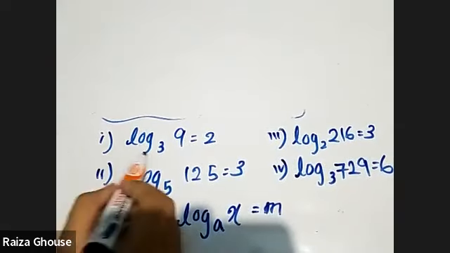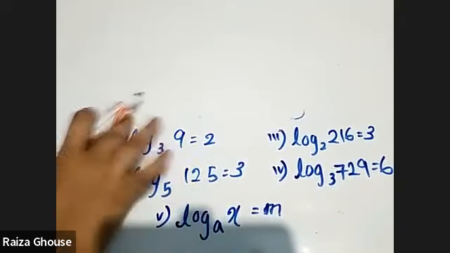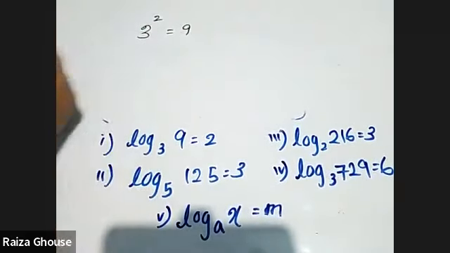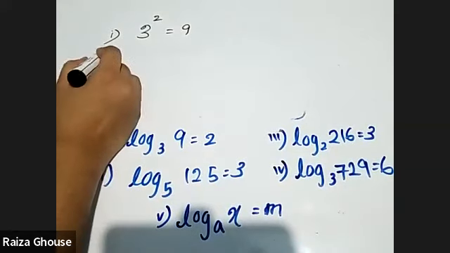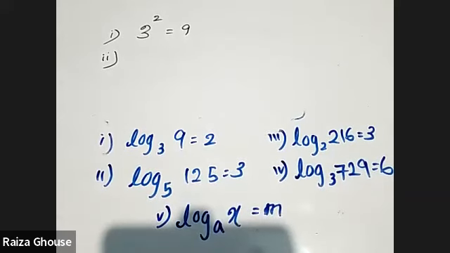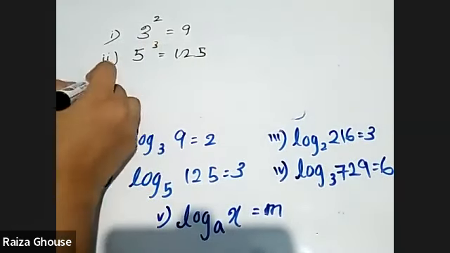First one, log base 3 of 9 equals 2. So base 3, 3 is the base. That means 3 to the power 2 equals 9. Why? 3 into 3 is 9. Second one, Rukaya, tell me the answer. 5 to the power 3 equals 125. Very good.